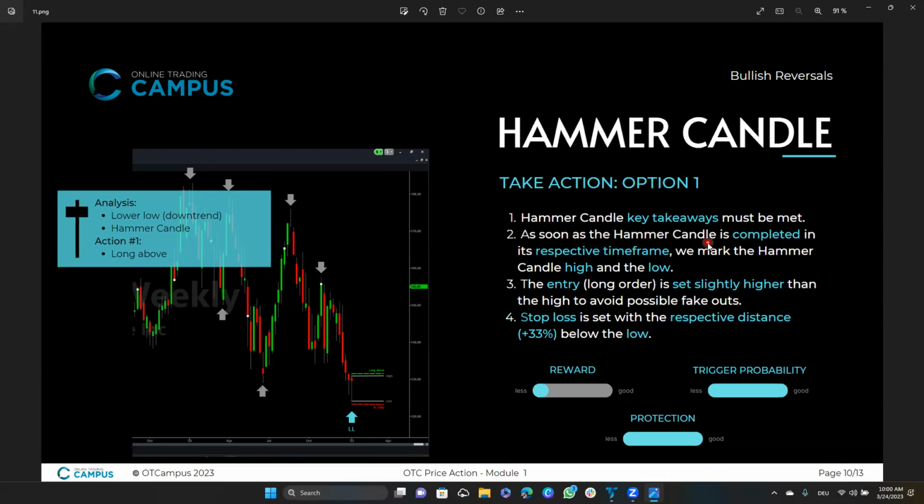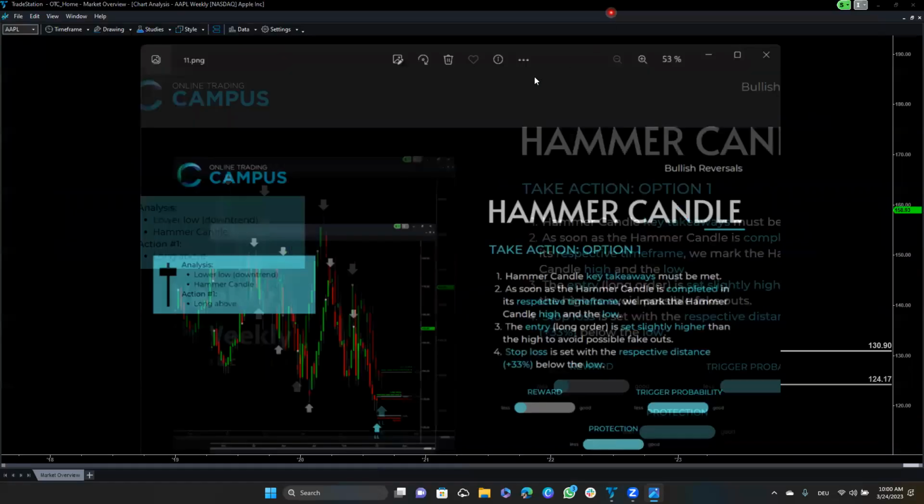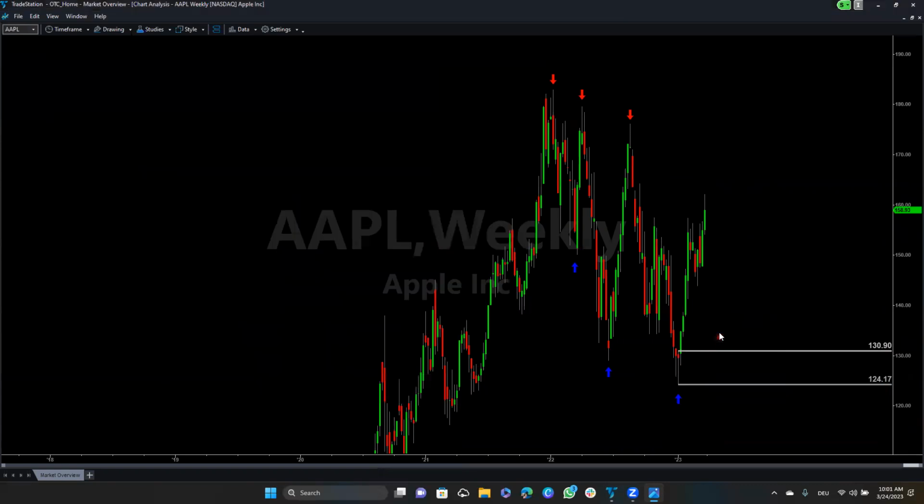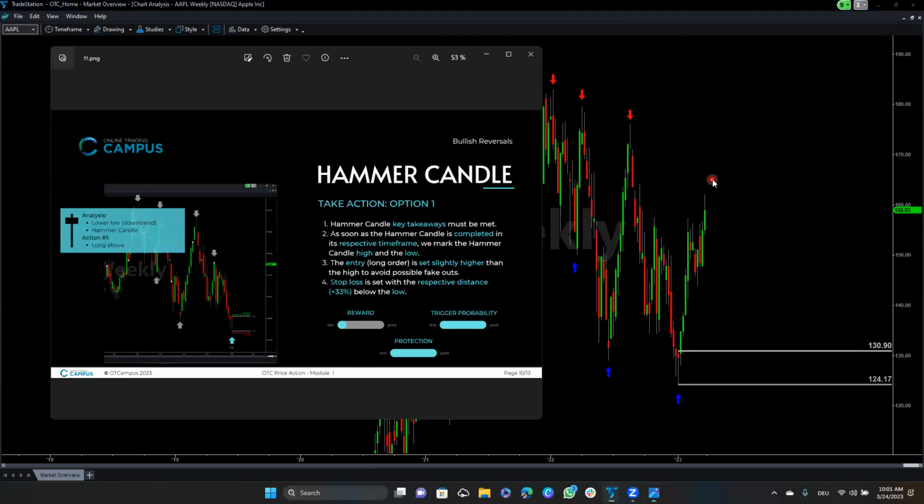As soon as the hammer candle is completed in the respective time frame, we mark the hammer candle high and low. Let's do this together. Here, the high is 130.90 and the low is 124.17. Perfect. Also high and low marked. And it's also done. Okay, we're talking about the Monday here, the beginning of the week, and then we can mark the highs and the lows.